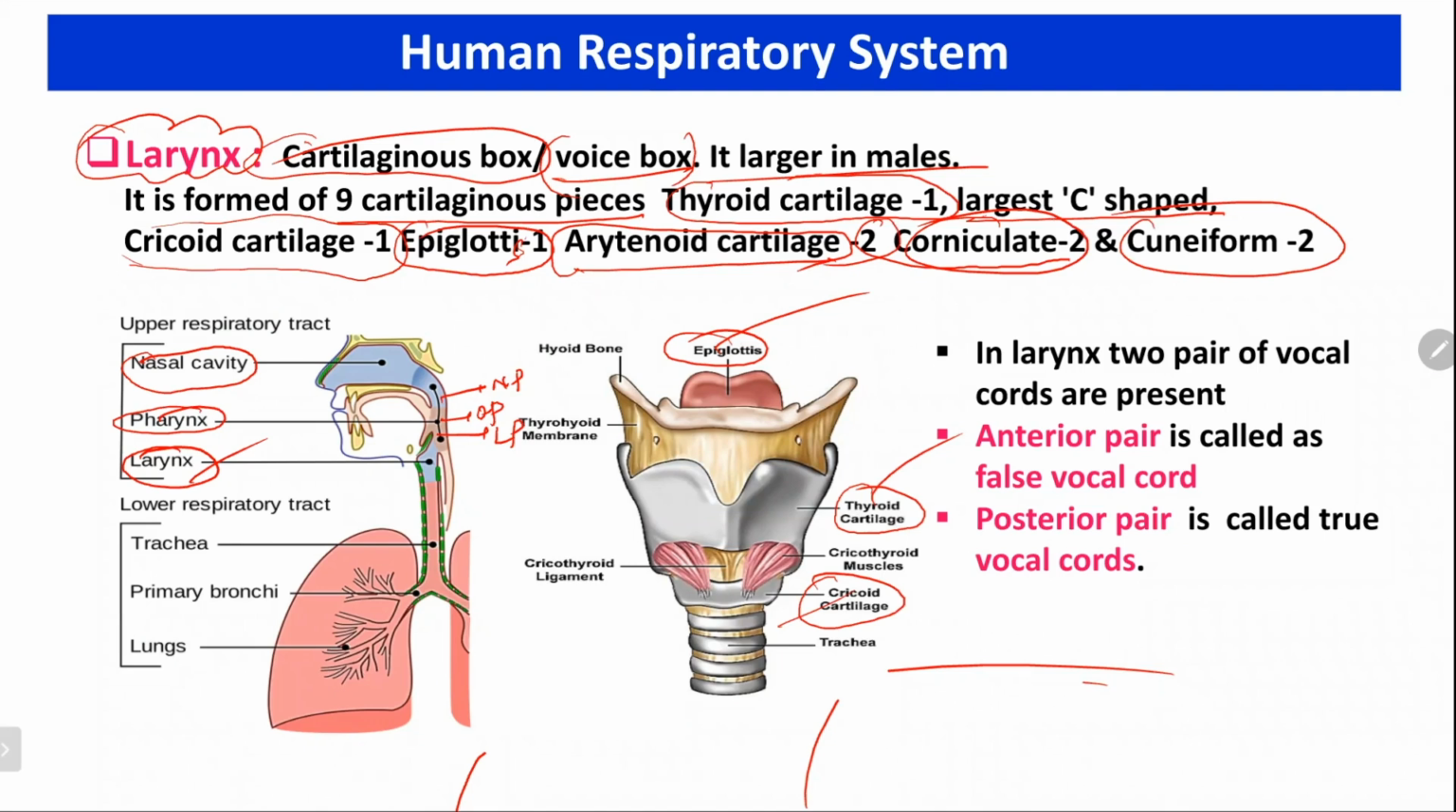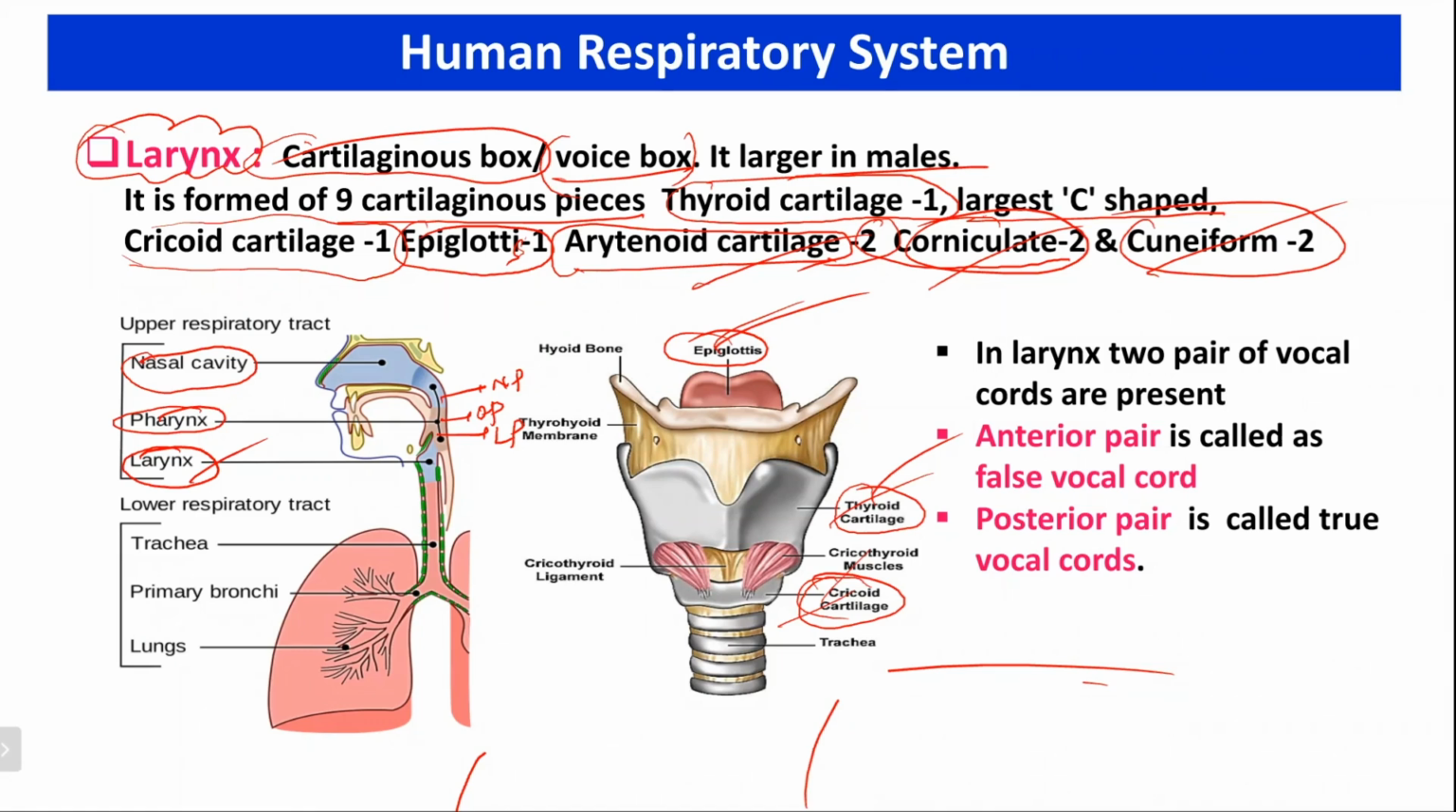So three cartilages are paired cartilages. What are those paired cartilages? Arytenoid cartilage, corniculate cartilage, cuneiform cartilage. These three are paired cartilages, right? And the three cartilages which I have shown here, they are unpaired.